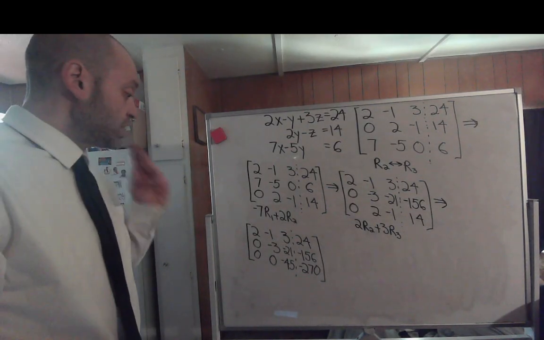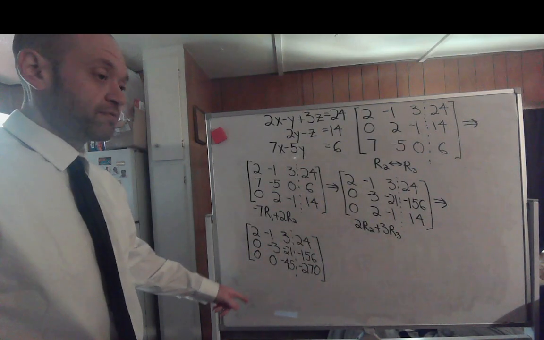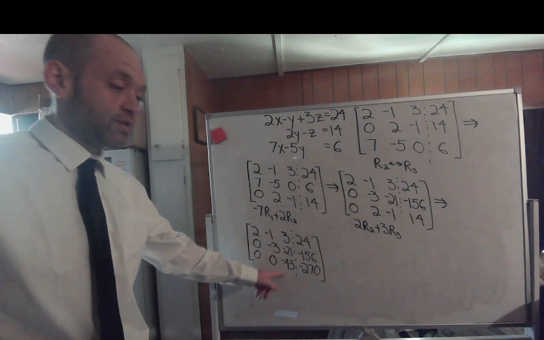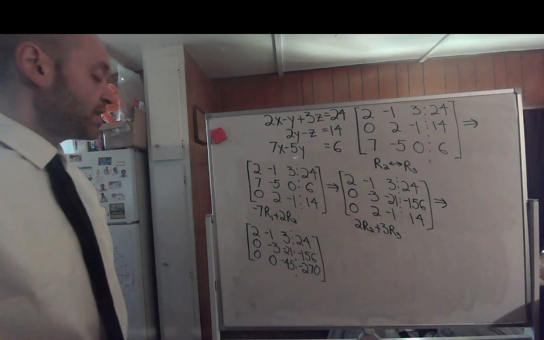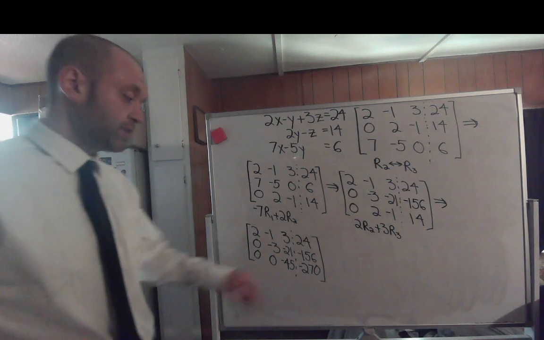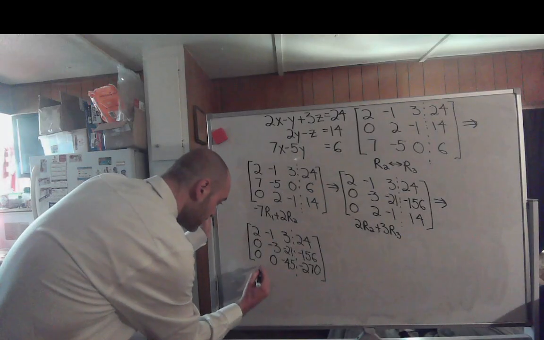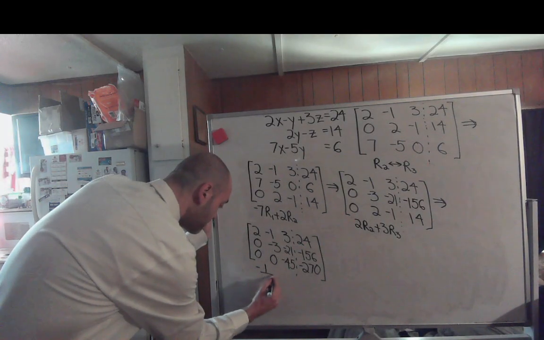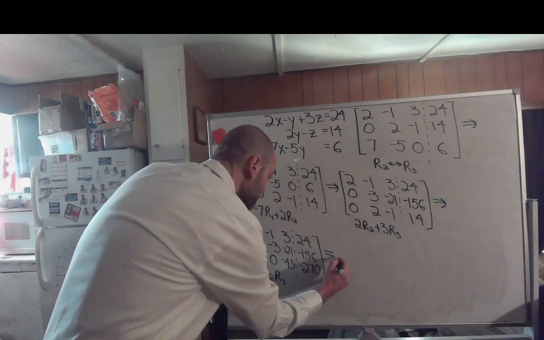But the good news is the first digit in row 2 is a 0. The first two digits in row 3 are a 0. So if I take negative 1/45 of row 3, I can make this leading digit a 1. So let's take negative 1/45 of row 3. What's that going to turn this into?